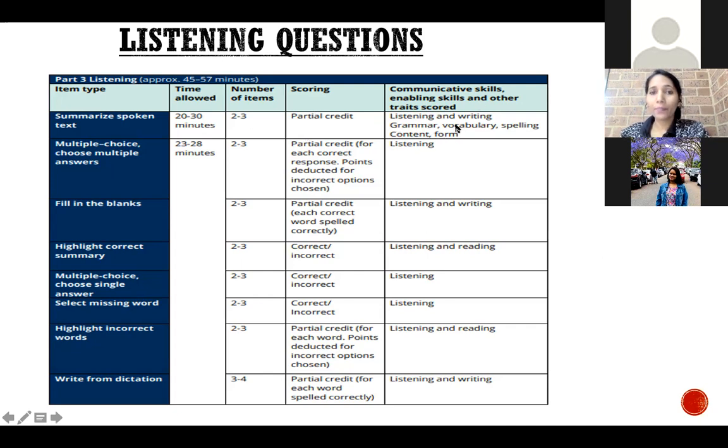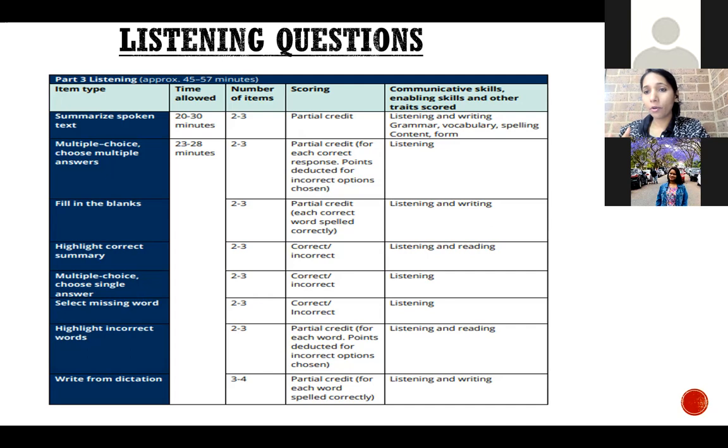From the strategy, what are you tested for? You're tested for listening and for writing, and you're marked on 5 things: grammar, vocabulary, spelling, content, form. Of this, grammar you don't have to worry much about. Just follow the template. Vocabulary, try to get words from the lecture or the passage, and your vocabulary will be covered. Spelling is your big headache if you're weak in it, but since both of you are quite okay with spelling, I think it won't be a big problem for you.